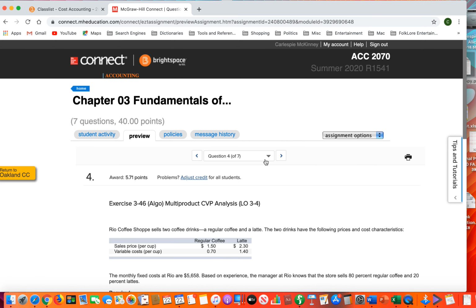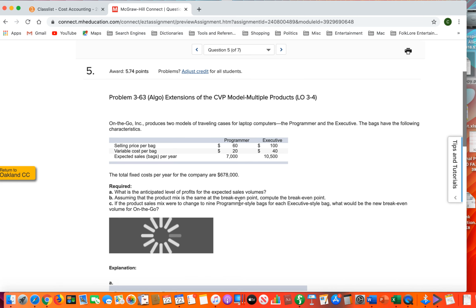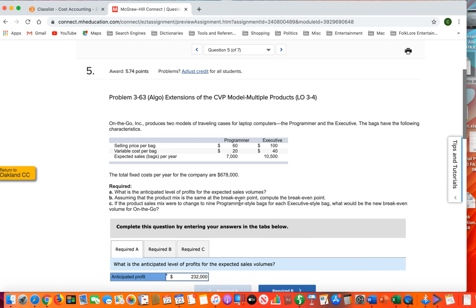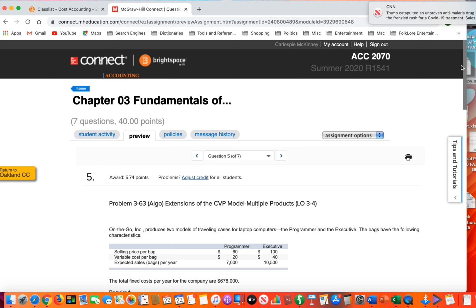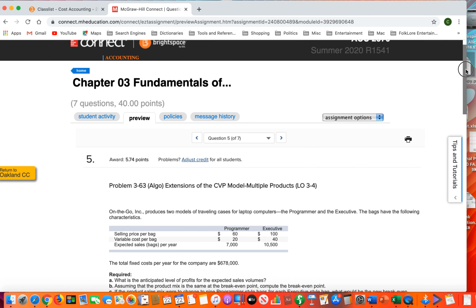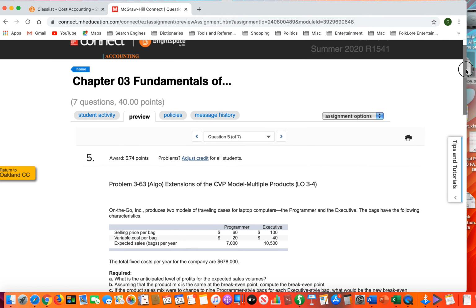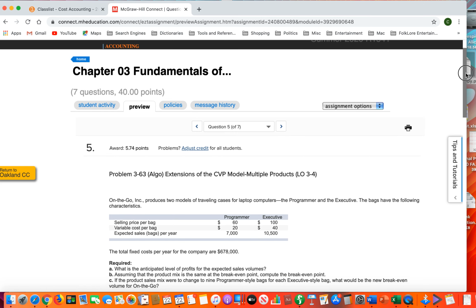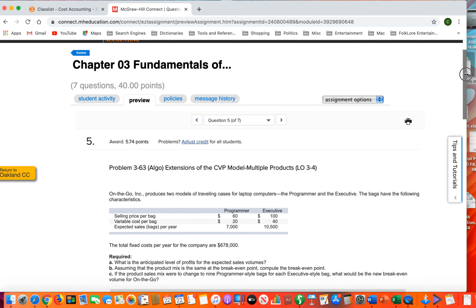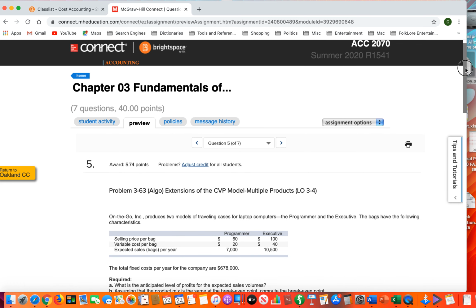All righty. Let's move on to number 5. Let me look at my paper here. All right, number 5. And it's a similar problem. Two models, two kinds of laptop covers, cases, and these are the details. What is the anticipated level of profits for the expected sales volume?